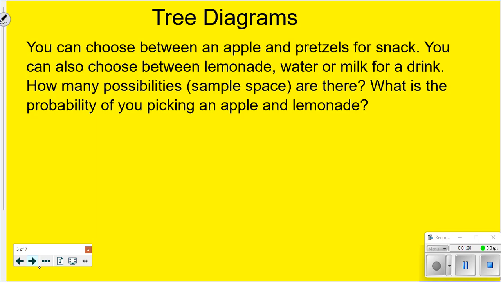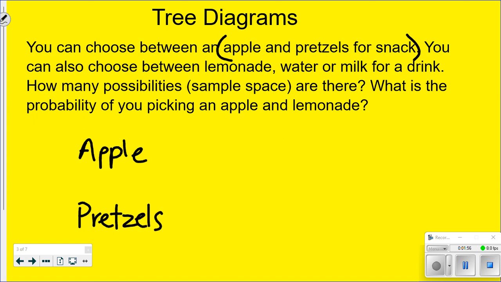Okay, you can choose between an apple and pretzels for snack. You can also choose between lemonade, water, or milk for a drink. How many possibilities or sample space are there? And what is the probability of you picking an apple and lemonade? So first thing we're going to do is talk about the apple and the pretzels. So I can have an apple and pretzels.